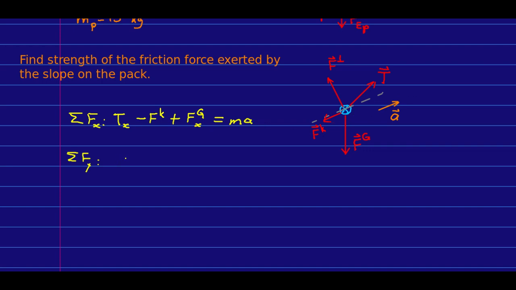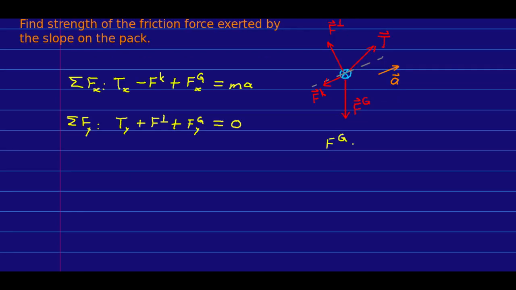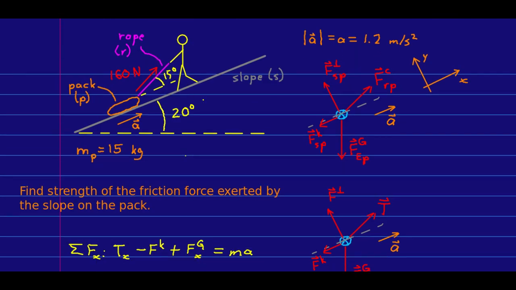And so now similarly, my y sum, I'm going to have a T_y, I'm going to have an F perpendicular, and I'm going to have a y component of the gravitational force where I've written plus because this is a component. We actually know that component has a negative buried inside it, and my acceleration is straight in the x direction, and so this is 0. The magnitude of that gravitational force is the inertia of the pack times g. And this magnitude of T is, we know, 160 newtons.